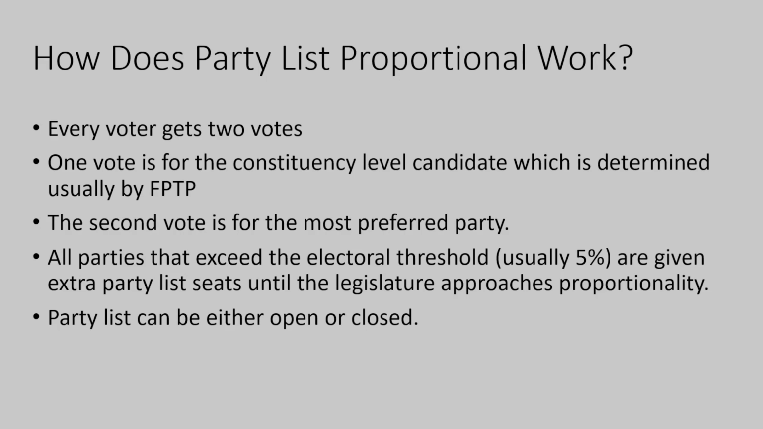Now, your second vote for your party, the way that works is all the parties must exceed a 5% threshold of the second votes. And it's typically 5%. It can be anything. I believe Bolivia uses 3, but normally it seems to be 5%. Every party that has exceeded this 5% level is considered in balancing the parliament proportionally.